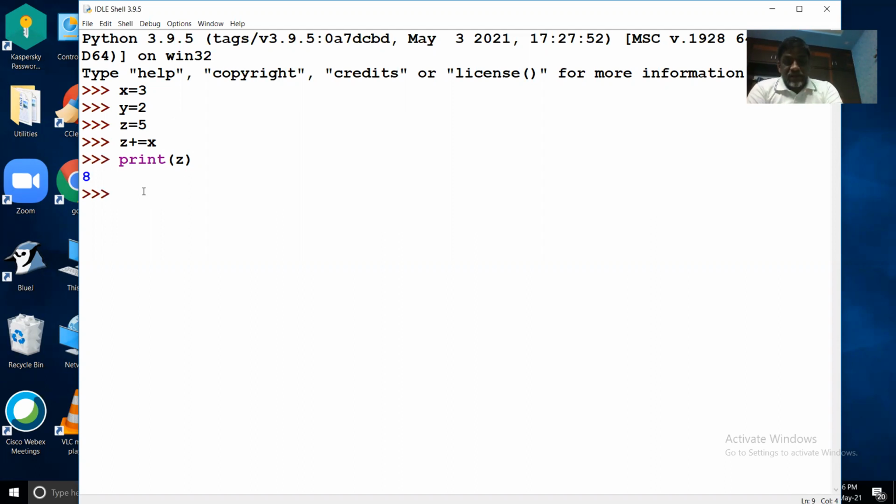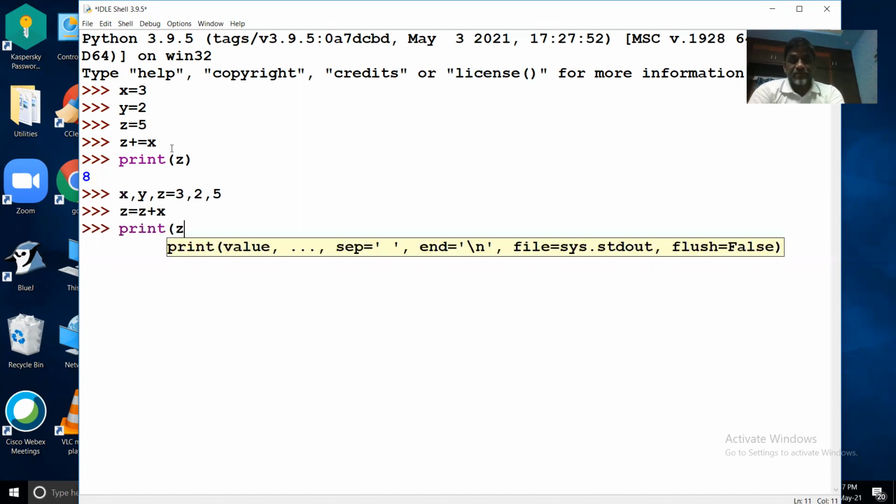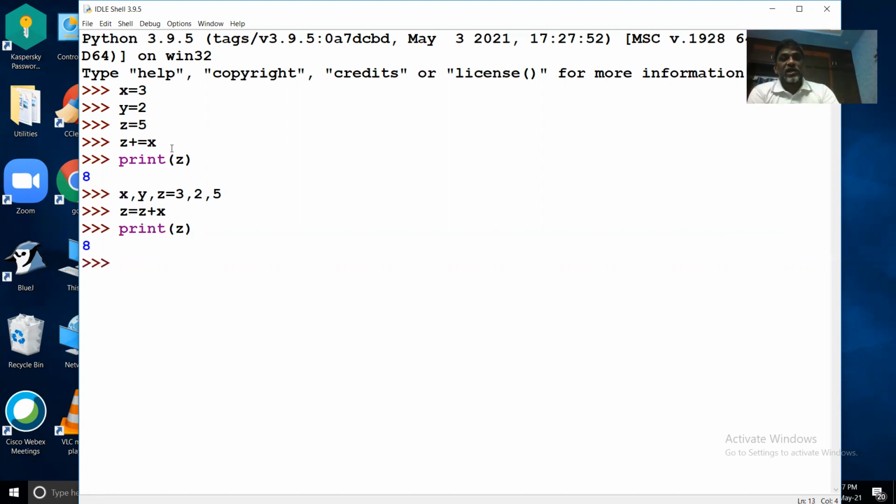Let me reinitialize the values. X comma y comma z is equal to 3 comma 2 comma 5 to see that the equivalent statement, that is z is equal to z plus x, also performs the same operation, right? So z is equal to z plus x. Then I will print the value of z. Okay. See, the answer is same.